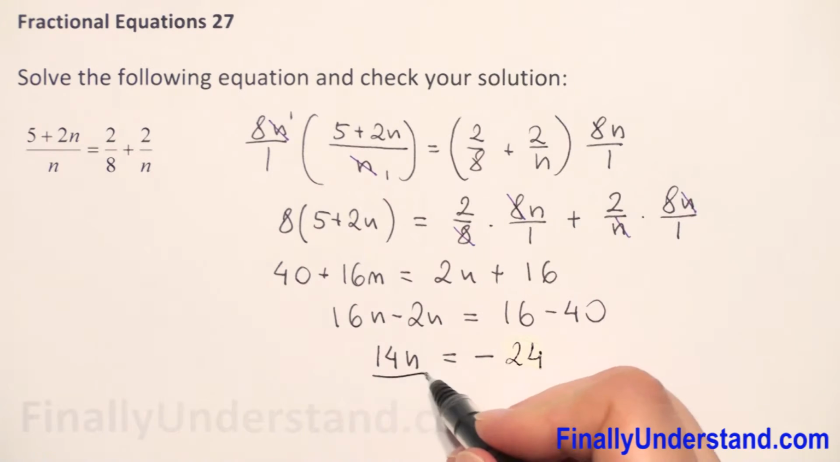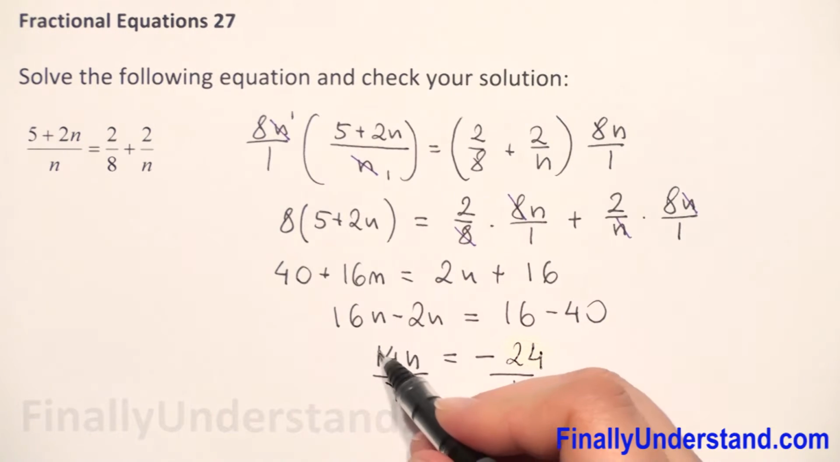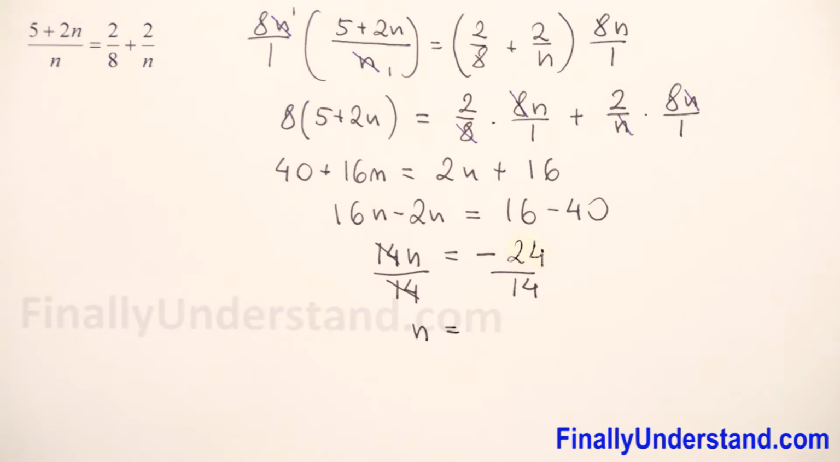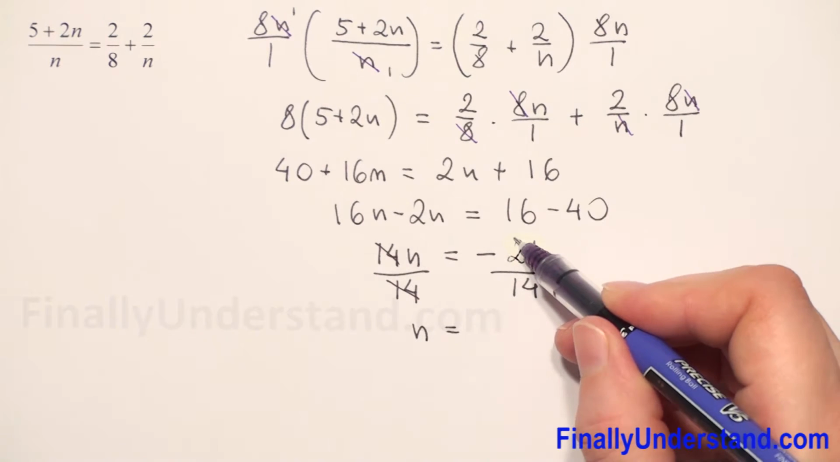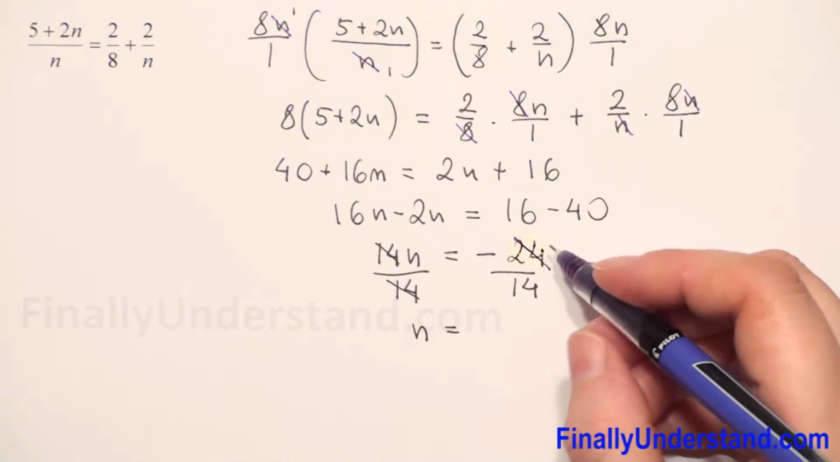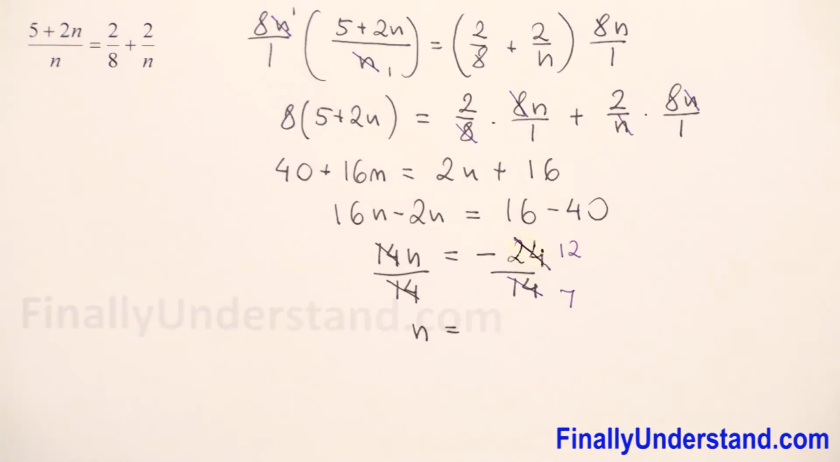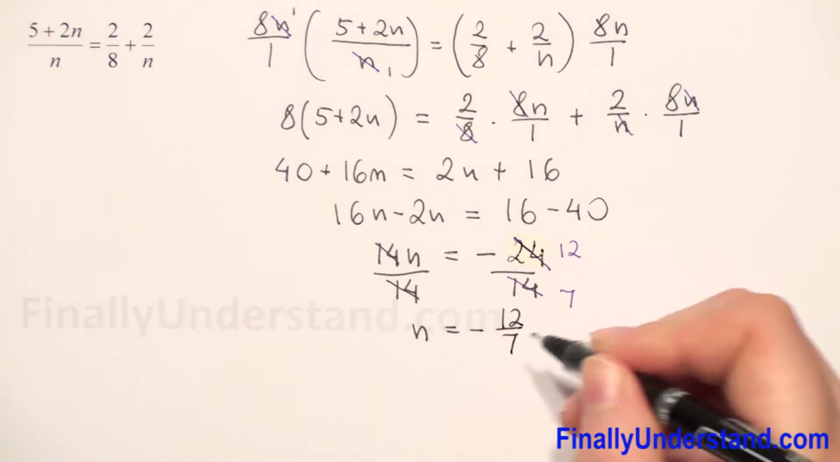Now we have to divide both sides by 14. 14 and 14 we will reduce, so we have that n is equal, and 24 and 14 we can reduce. The greatest common factor will be 2, so 24 divided by 2 is 12, 14 divided by 2 is 7, so we have negative 12 over 7.